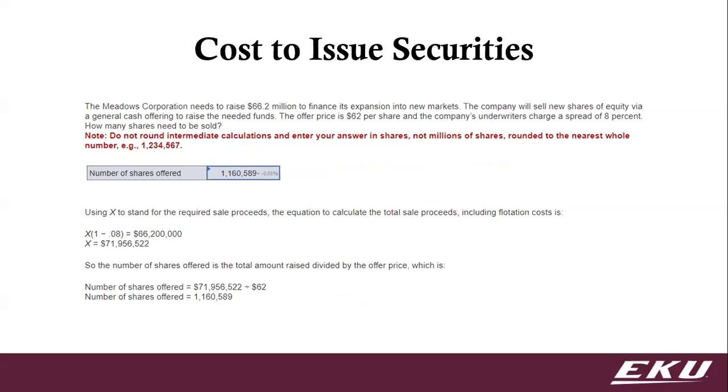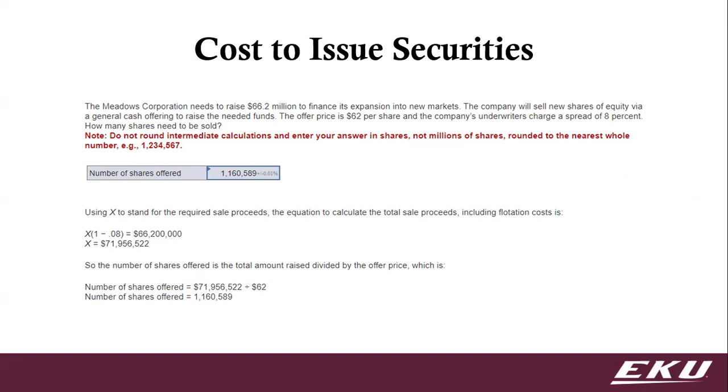They're going to sell new shares. The offer price is going to be $62 per share, but we have to pay this 8% spread to the underwriters, and the underwriters, that's the investment bank that's going out finding the people to buy it, coordinating all of that sales piece, right? What's known as a sales syndicate. They'll get together and do that. And they also do all of the underwriting, the due diligence to make sure we have all of our paperwork filed appropriately with the state and federal regulators.